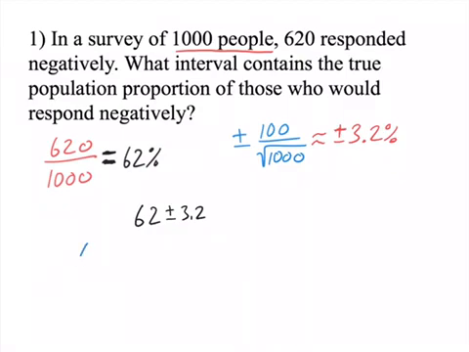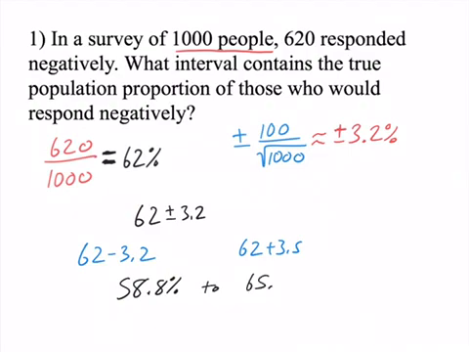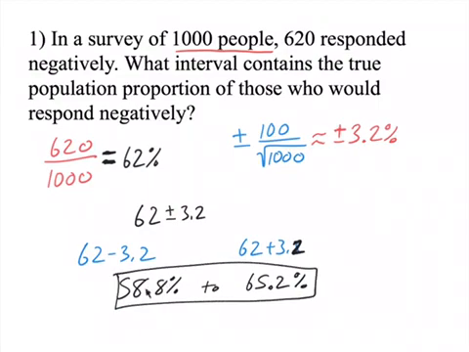So I'm going to take 62 minus 3.2, and I'm going to take 62 plus 3.2. When I do that, I'll get 58.8% all the way to, for the next one, 65 point, oops, that should be a 2 here, shouldn't it? Sorry, it should be a 2, 65.2. I messed up there. So that would be your interval for the true population, somewhere between there. Yes, we think it's 62, but there'd be a margin of error according to this 3.2. Sorry for the mistake there.